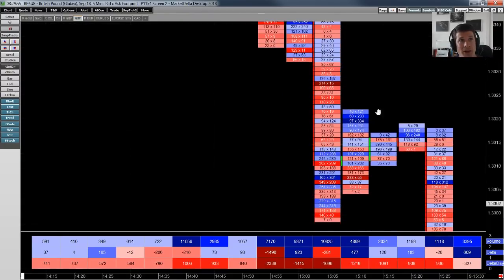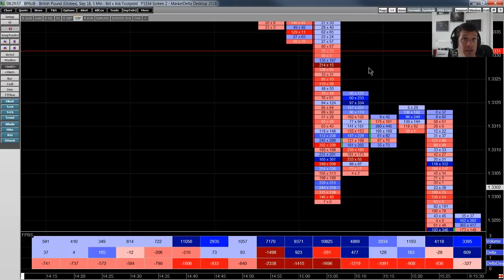We want to add through the break. If we are filled, we want to add through the break. If we're not, we want to look to play for that break and extension. And if you miss that break and extension, then the third opportunity is that first little pullback.